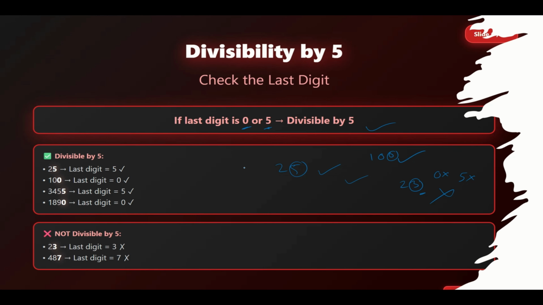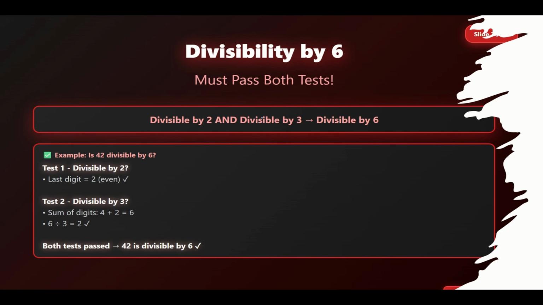Now, here is an interesting one, divisibility by 6. For this, you need to pass 2 tests. The number must be divisible by both 2 and 3. Let's check 42. Test 1.